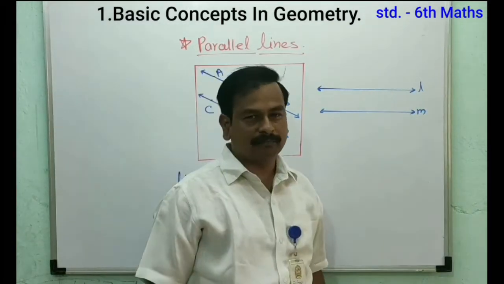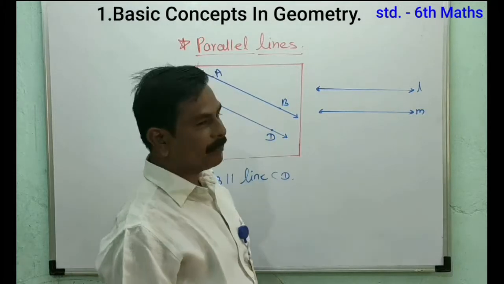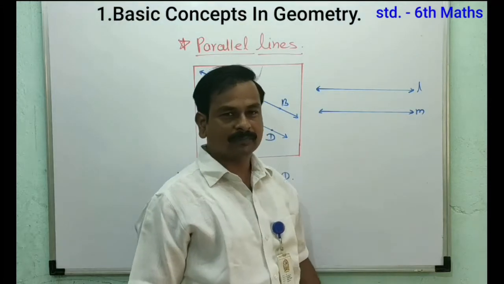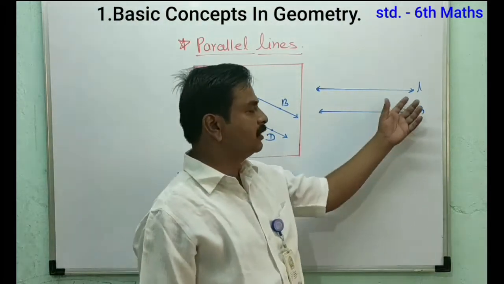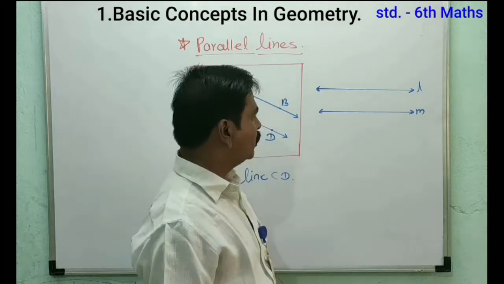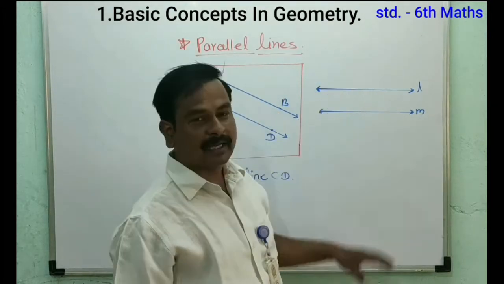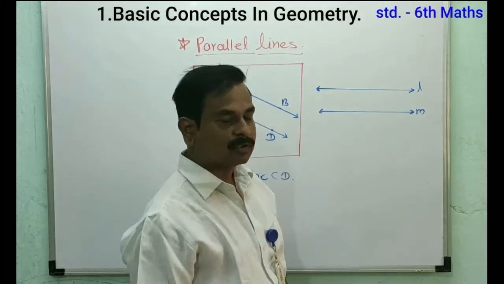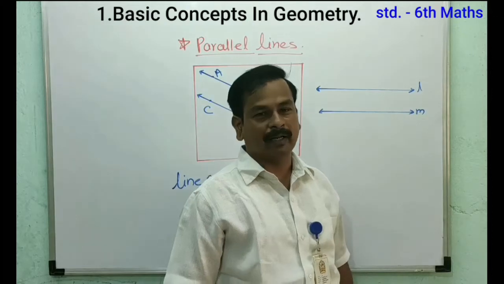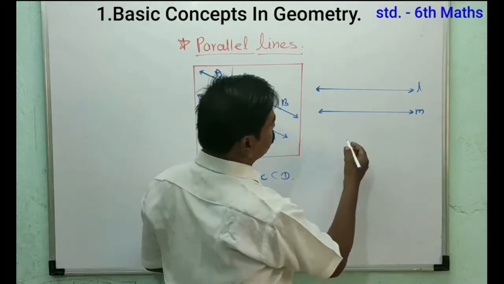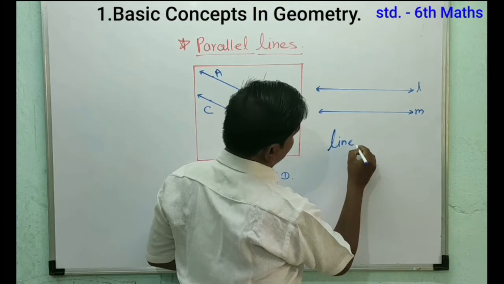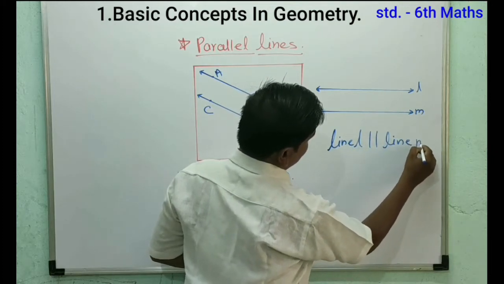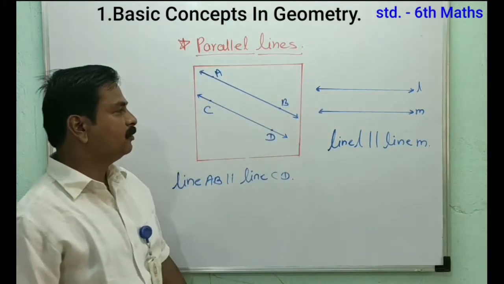Now I have taken another diagram to show parallel lines. Now here line L and line M, which are denoted by a single small English letter. If both lines are in a single plane and do not intersect each other, these lines are called parallel lines. It is also written as line L parallel line M.